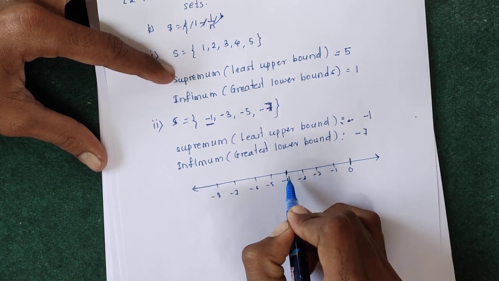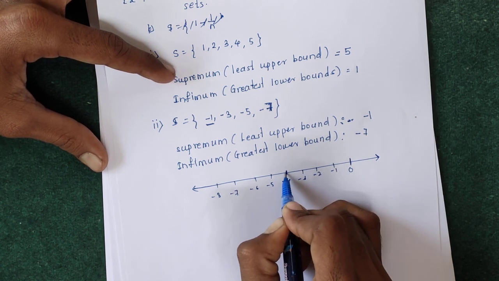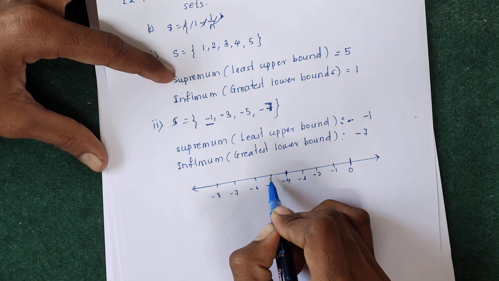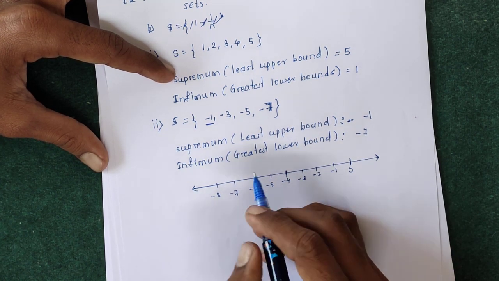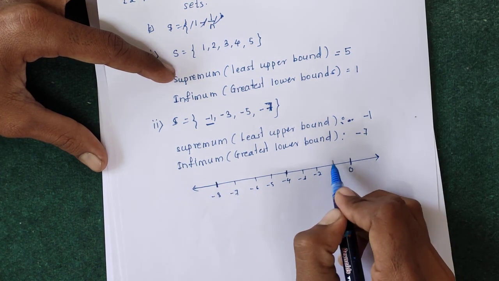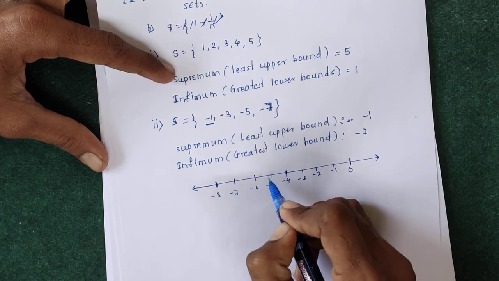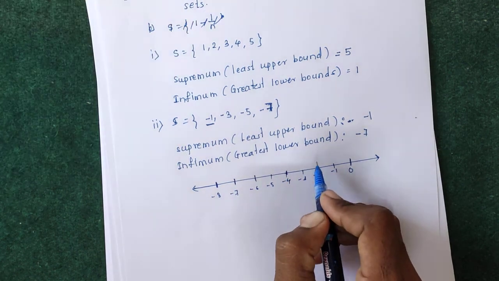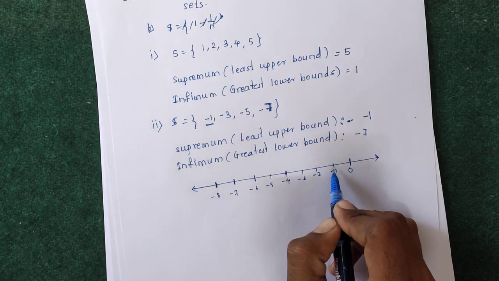So if we take, suppose, minus 4, then the real numbers on the right hand side of minus 4 are greater than minus 4, and on the left hand side are less than minus 4. So here minus 1, minus 2, minus 3, minus 4, minus 5, minus 6. So minus 8 is a smaller number as compared to minus 1. Similarly minus 7 is smaller, minus 6 is smaller than minus 1. So these numbers, minus 3, minus 5, minus 7, are less than minus 1.